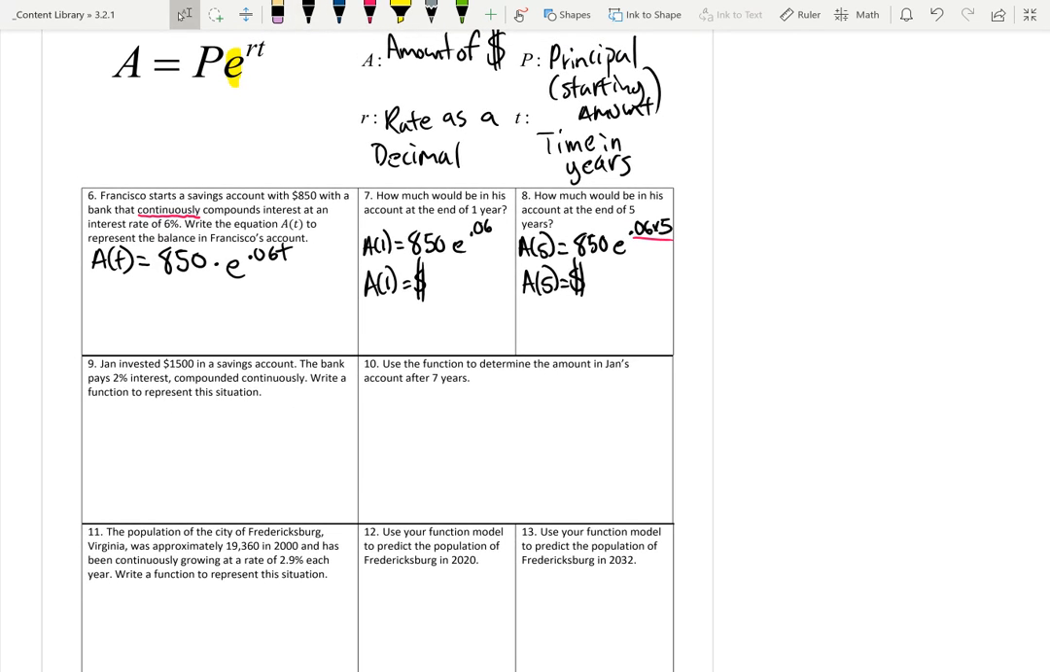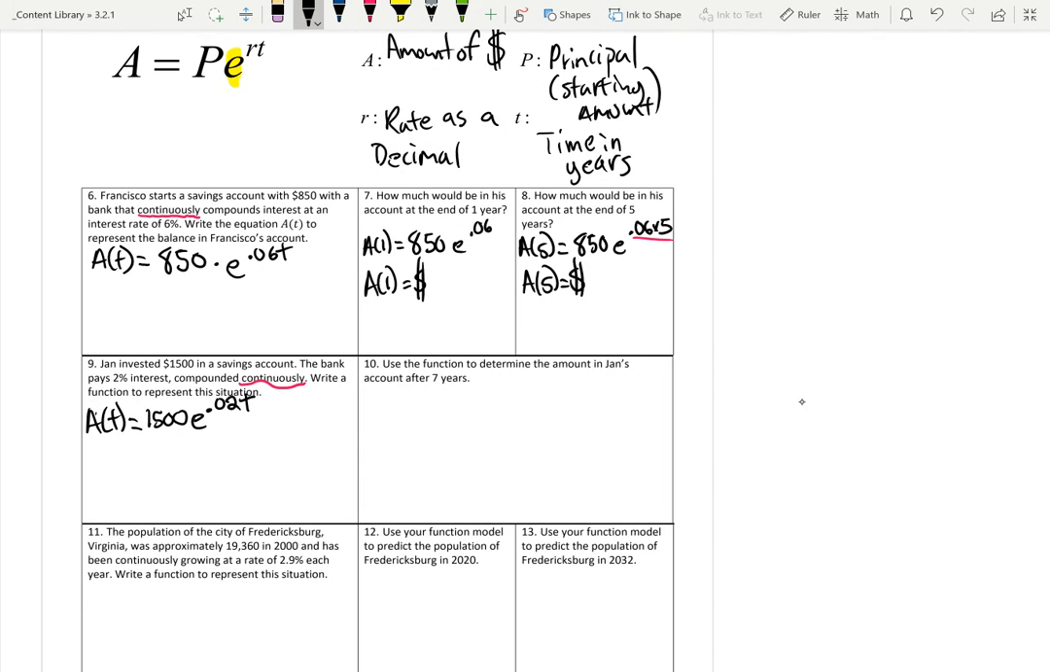Now let's jump into the next one. We're talking about Jan investing some money, compounded continuously. So this means PERT, get it up. We'll use A of t, the amount of money over time, is equal to $1,500 times e to the 0.02. And what is it, yearly? It doesn't even say anything, just compounding continuously. So we're going to assume it's 1 year.